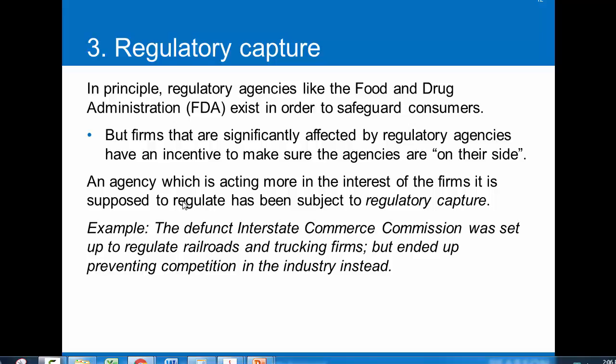But one example is the defunct Interstate Commerce Commission. It was set up to regulate railroads and trucking firms, but it ended up instead preventing competition in the industry and making a significant gain for few at the deficit for many, right?